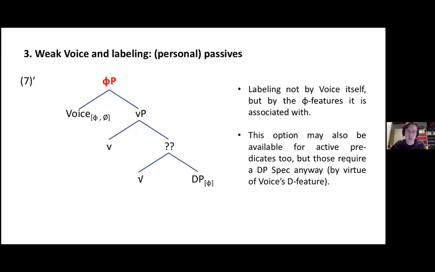It's not something that is in any sense, in any relevant sense, associated with verbal voice morphology. The phi features really are associated with an agent argument. So that's the most important thing. And as I hinted at when I was talking about the previous slide, this may actually also play a role in the derivation of active sentences.